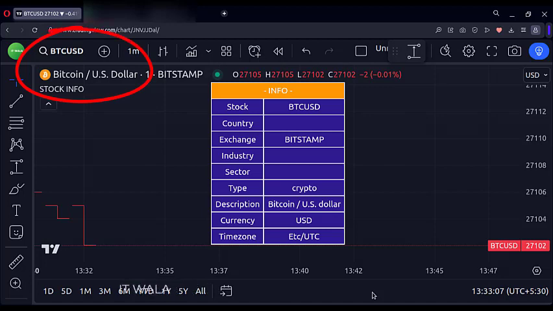Right now we are on the Bitcoin chart. The type is mentioned as crypto. The description is Bitcoin/US dollar. Currency is the US dollar. So that's it. That's how you can get various information attributes about a particular stock in the TradingView Pine script.